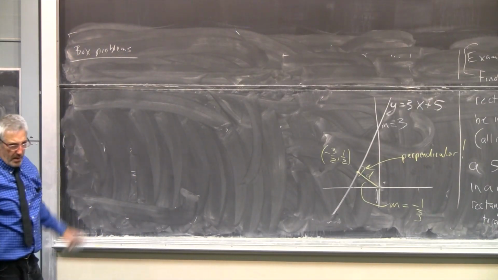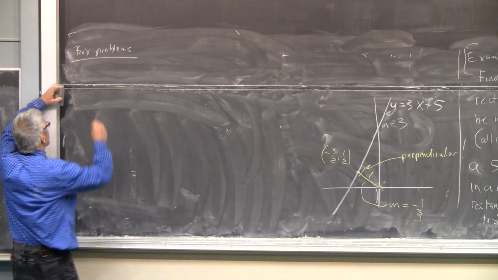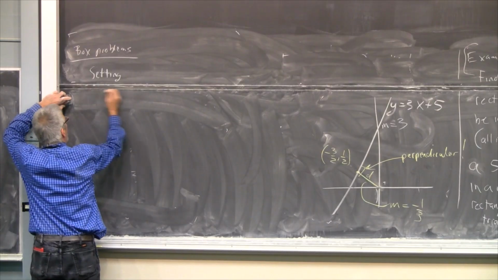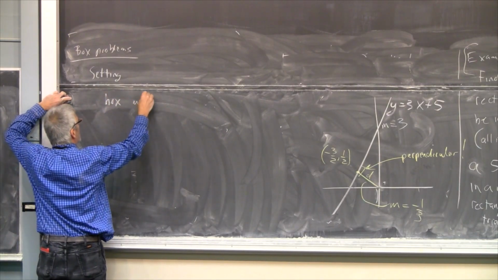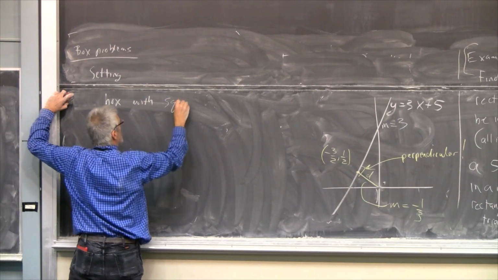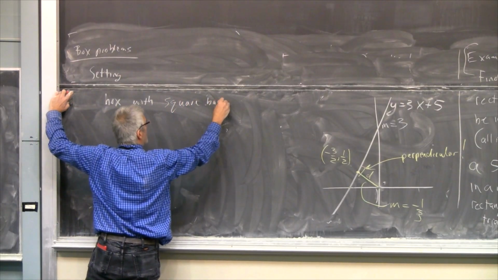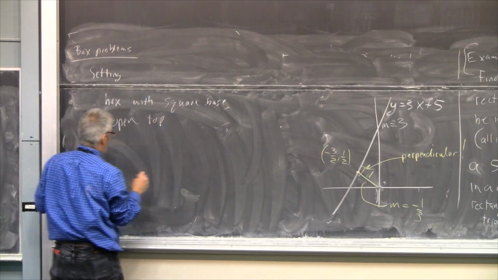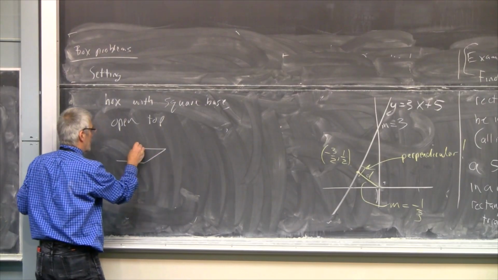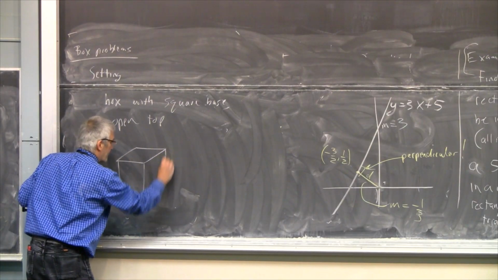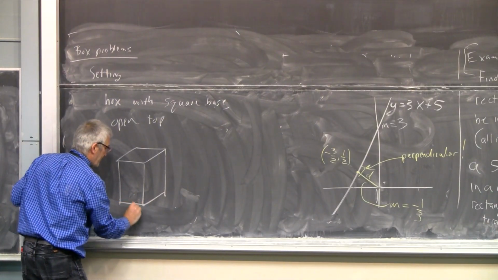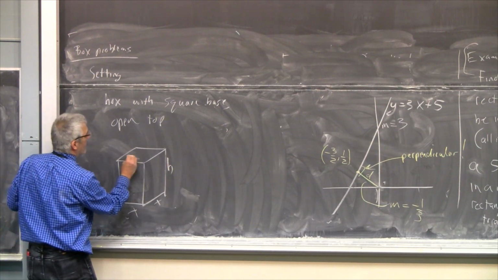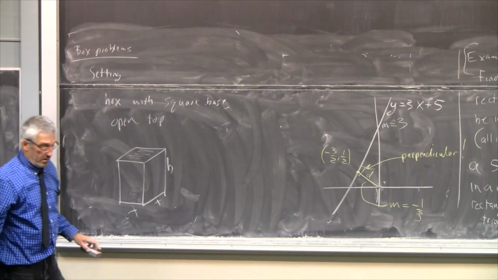So I want to talk about box problems. So the setting: we have a box with square base and open top. So that's going to be a box that looks like this. You convey that it has a square base by doing something like this. This is x, and this height could be something else. And then it's an open top, so that's a big void.